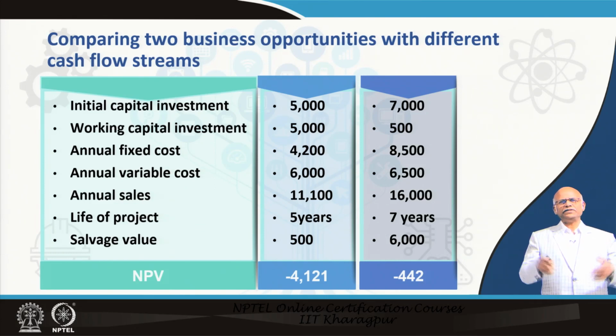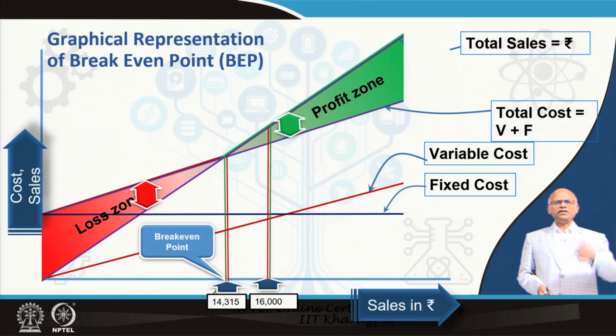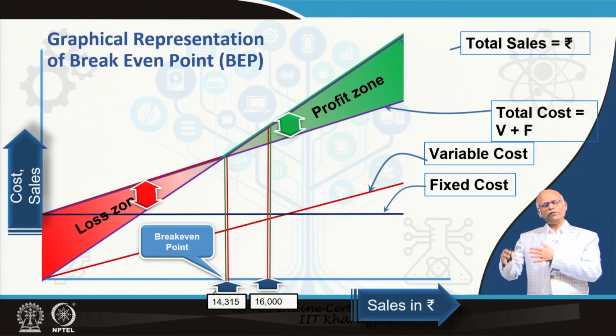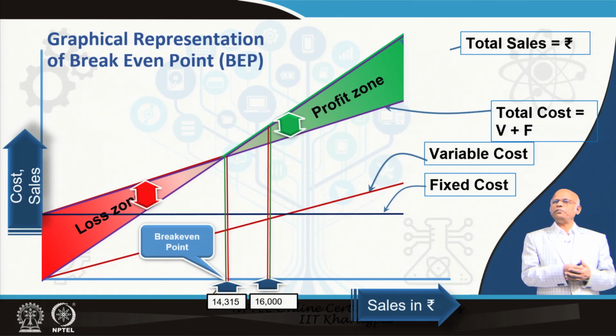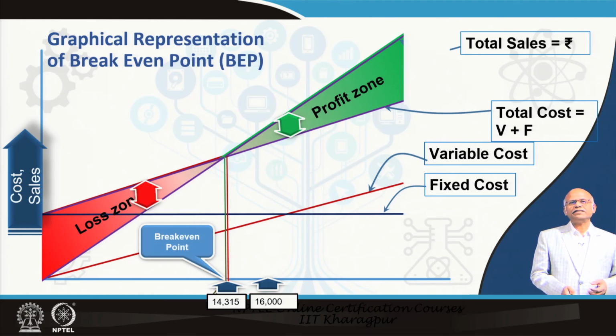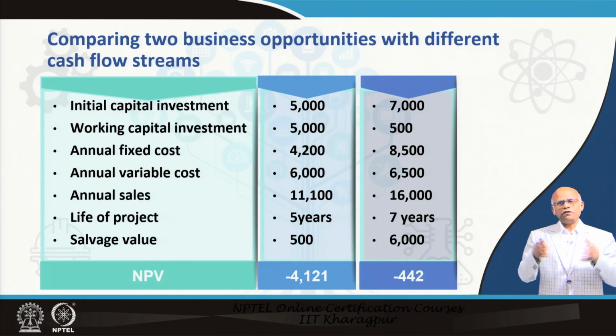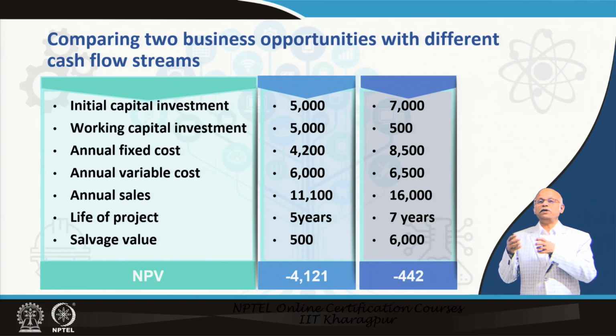Here is just the NPV calculation, which is 4,121 and minus 442. I have just put the break even here for the second business, which is 14,315 as the break even point, and 16,000 is the level of operation that we are doing. If you make a percentage calculation of the margin of safety, you will find that margin of safety for business number 2 is narrow, whereas the net present value of business number 2 is much better. Here it is minus 4,000, here it is only minus 400.